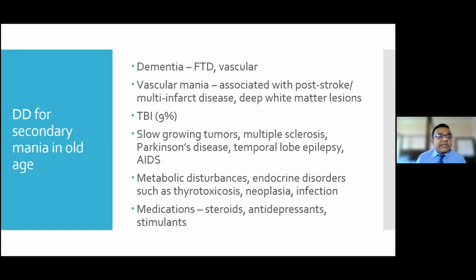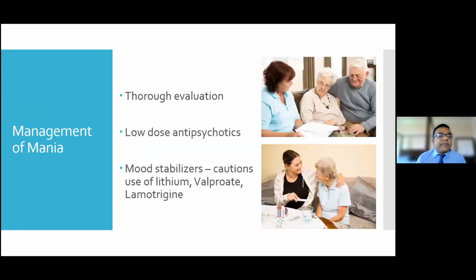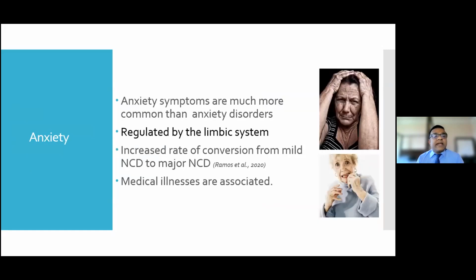First episodes. And management, again, thorough evaluation, low dose antipsychotic, very important because elderly are very sensitive to neuroleptics. They can fall, get oversedated, and a lot even go to delirium if you give unnecessarily high doses. And again, mood stabilizers have to be very cautiously given. All the mood stabilizers, lithium, valproate, lamotrigine can be highly toxic in elderly, so starting low dosing and gradually titrating is important.